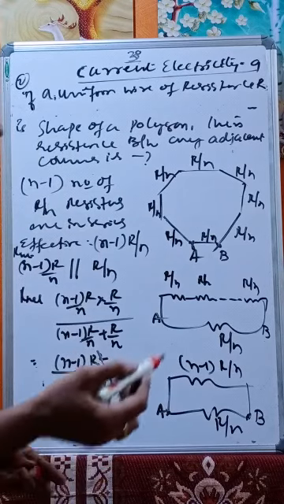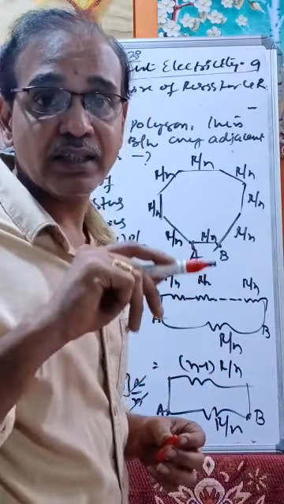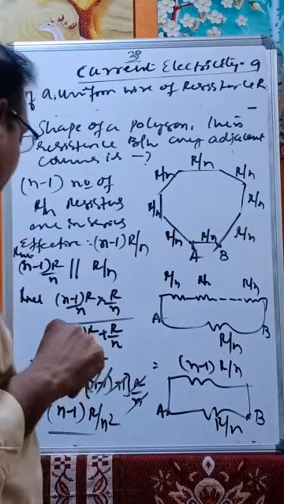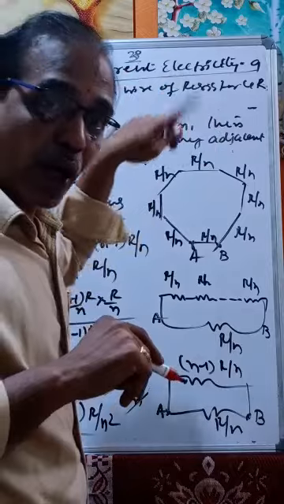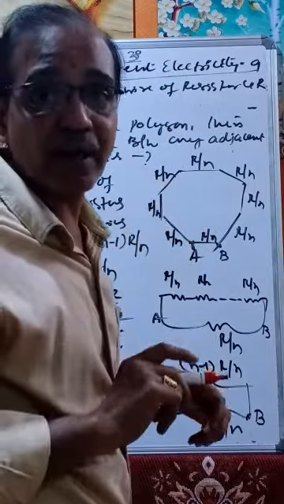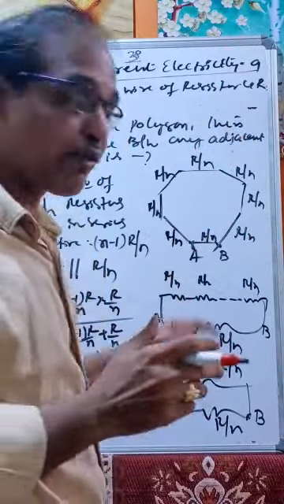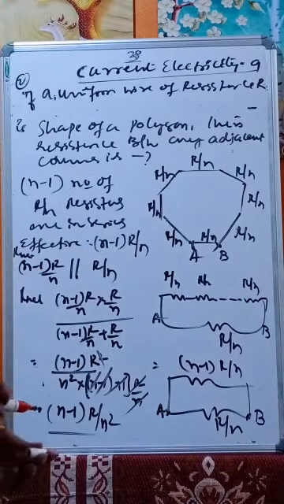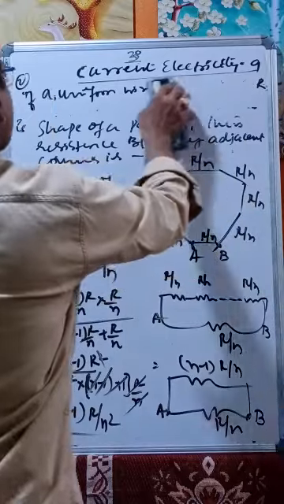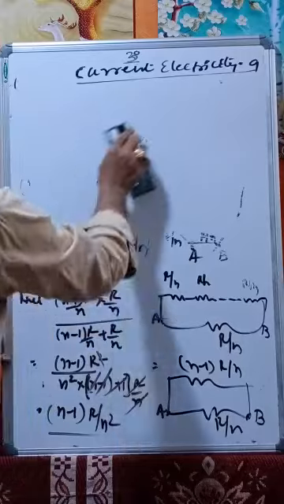In the previous case, each resistance is connected in the shape of an n-sided polygon, and the resistance between adjacent corners is n minus 1 into R by n. But now the total resistance of the wire is R, divided into n equal parts, so each side has a resistance of R by n. Therefore, the effective resistance is calculated like this. This is one more difference. Next one, you may come across this one regularly also.